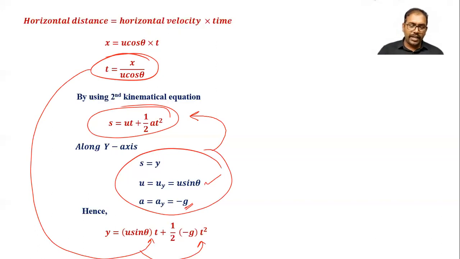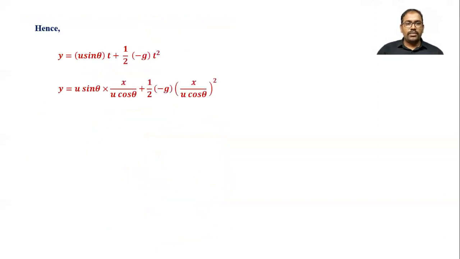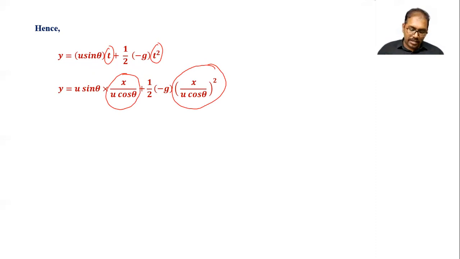So listen, this t we have to substitute, and t is what? x divided by u cos theta, that you remember, and we have to substitute it in this equation. So let's see. y is equal to, this t we substitute as x divided by u cos theta, and here x divided by u cos theta whole square, then we get this equation. Now we have to simplify this. So how can we simplify? We can cancel the common term, this u gets cancelled.